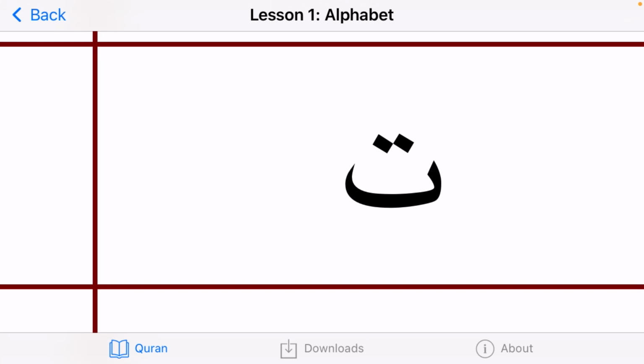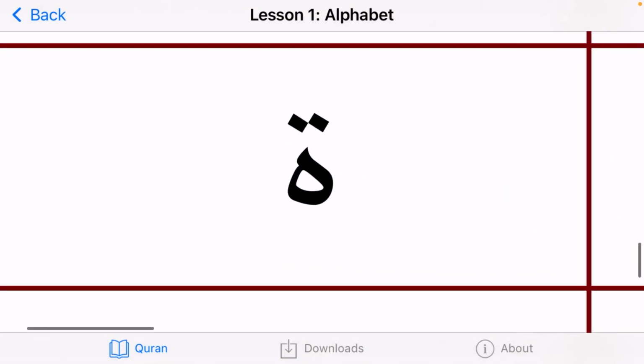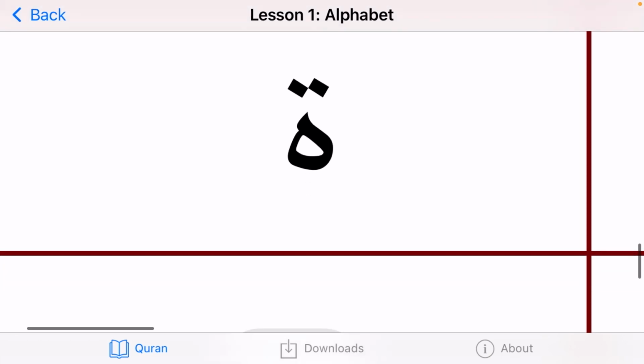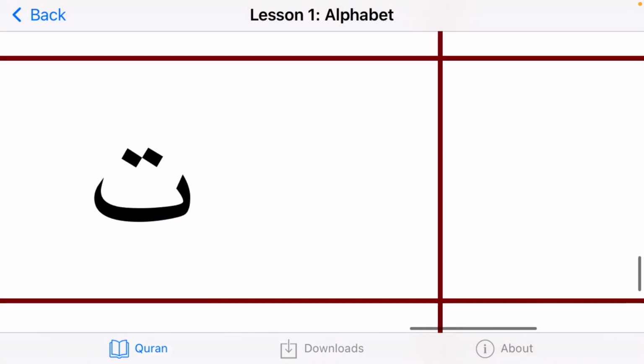This one is ta. This is the normal ta we've seen in the normal alphabet. This one is ta as well. But this one, as I said, is tied up ta or round ta. But it's ta. Okay, we move on.